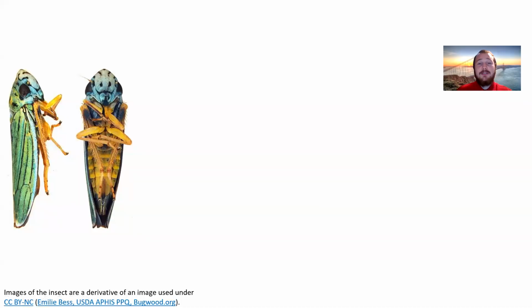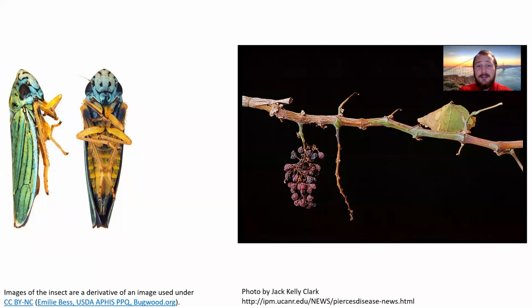I research how a crop disease is spread by insects. Let me introduce you to the blue-green sharpshooter. It's one of the major insects that spread Pierce's disease of grapevines, which cost California over $100 million per year. The disease is caused by bacteria that survive in the foreguts of the insects, and as the sharpshooters feed on plants, they spread the disease.